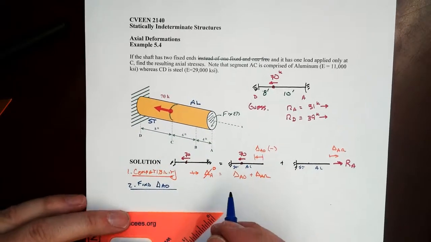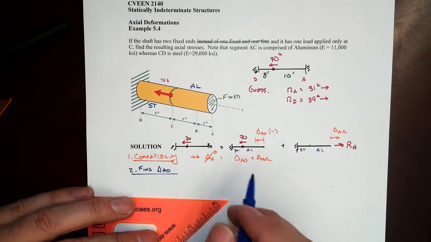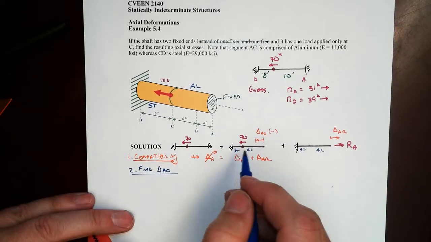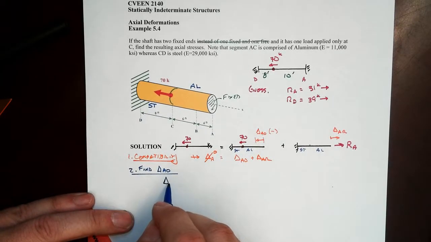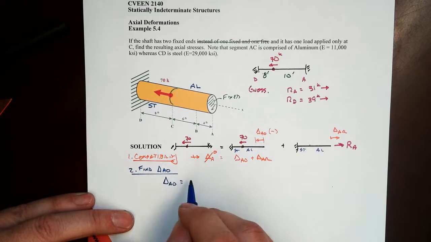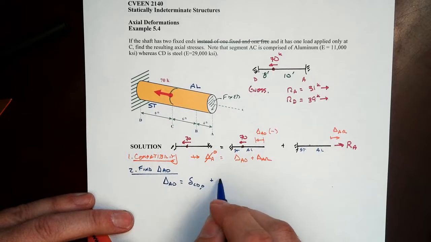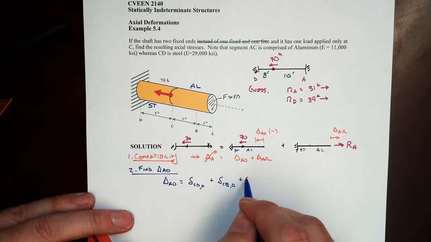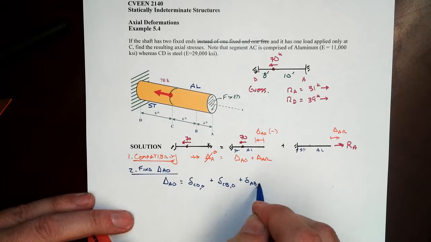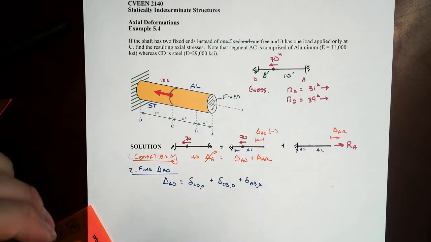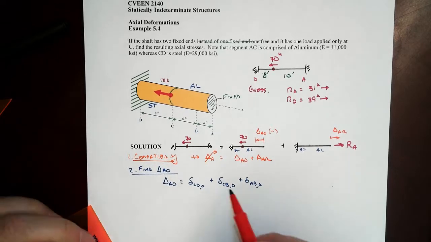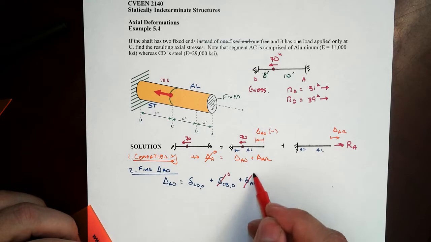So that makes it somewhat easier to play with, because delta AO in that case will always be the sum of what happens in segment CD plus what happens in CB under this primary condition plus what happens in AB in this primary condition, but those latter two are 0. They're just hanging out free in the air in the relaxed system.